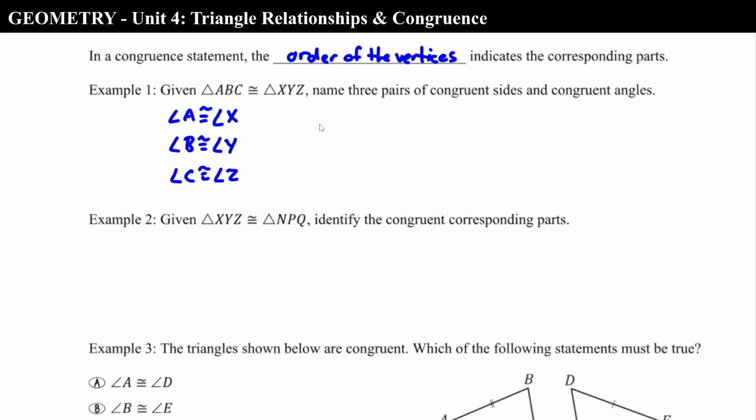You can do the same for talking about the sides. AB is the first two letters, so side AB is going to be congruent to side XY because that's the first two letters in the other triangle name. BC is going to be congruent to YZ because they're the second and third letter. And then AC is congruent to XZ, because it's the first and last letter with the middle letter left out.